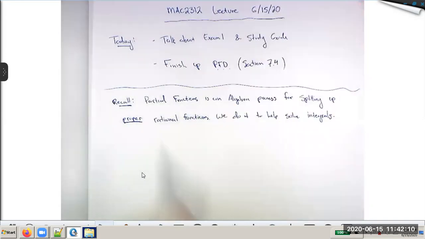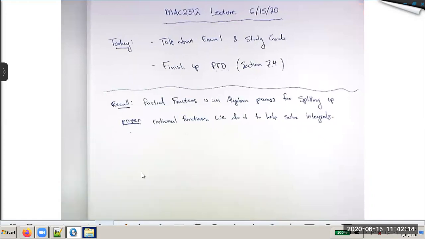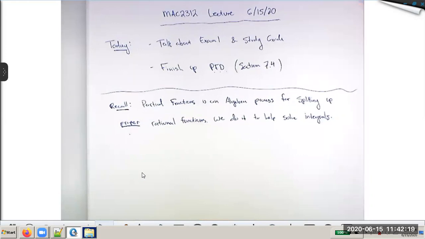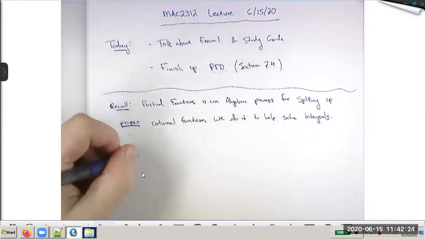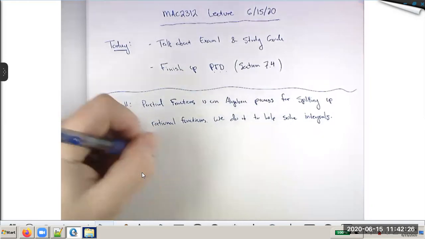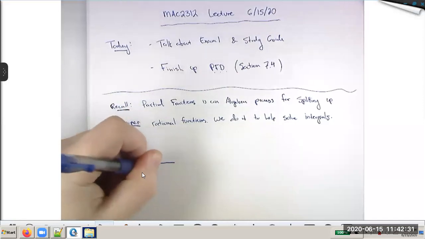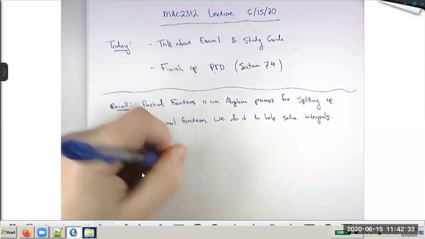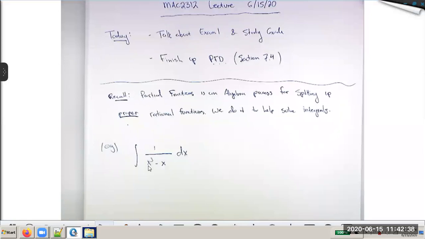That's okay. All right, so partial fractions is an algebra process for splitting up proper rational functions. Proper means degree of the top is strictly less than the degree of the bottom. We do it, at least right now, to help solve integrals. So an example of a problem that we can work with partial fractions that we haven't been able to work in the past is something like the integral of 1 over x cubed minus x. It's an indefinite integral, and the integrand is a rational function.